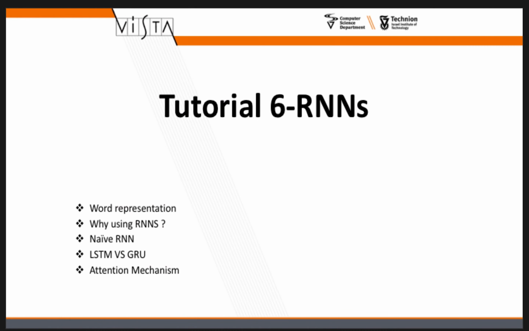Hello everyone. So today's tutorial we will talk about RNNs. I will show you some advanced RNN architectures like LSTM and GRU, and we will see some examples of why we need sequential models. And for the future perspective, we will talk.